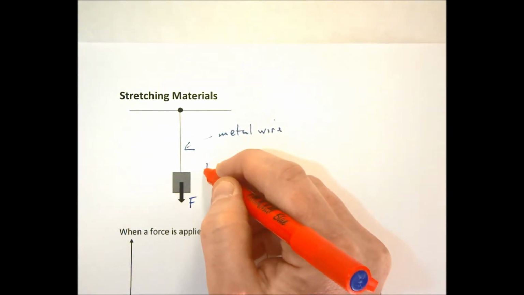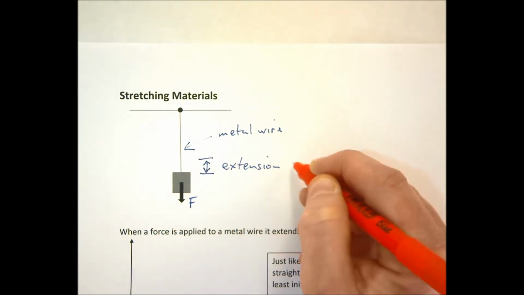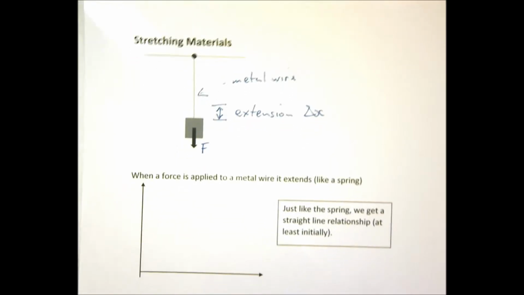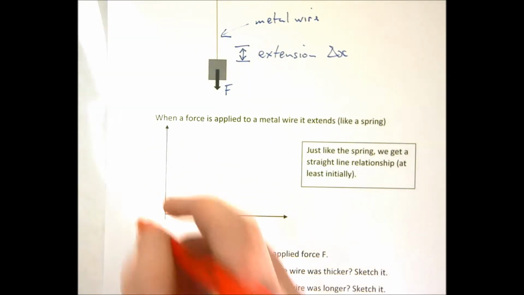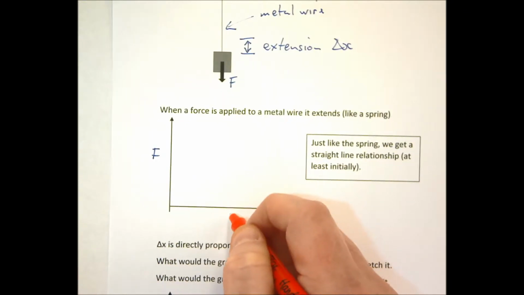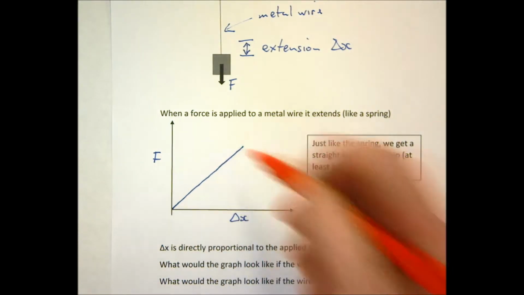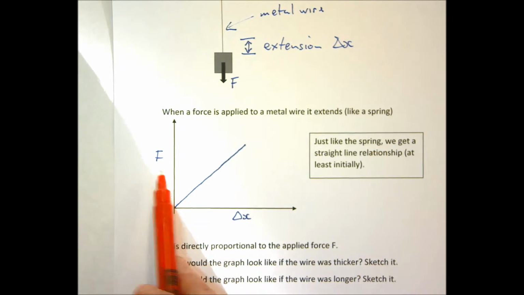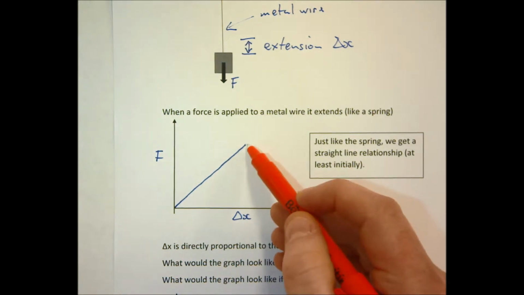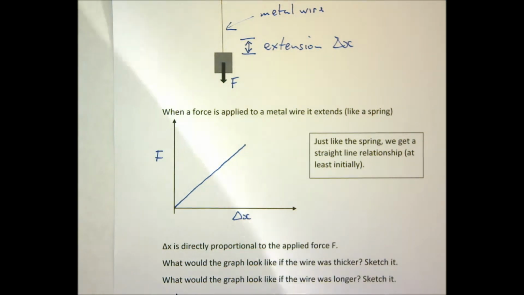So we get some stretching, extension happening, which we'll call delta x. And if we plot this on a graph like we did for springs, we'll find that if we plot the force applied against the extension, we get a straight line relationship. So basically the bigger the force, the bigger the extension, just like for springs. Obviously this doesn't carry on forever, there's something that happens eventually, but we'll look at that in a future lesson.